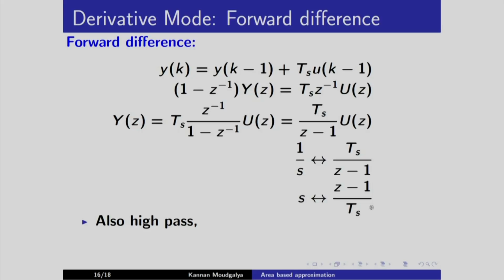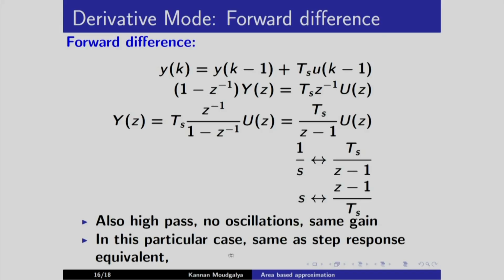This is also high pass because it has a 0 at z equals 1, it also has no oscillations, it has the same gain. In this particular case the value is the same as the step response equivalent. I would want you to go back to the previous recording and check this, but that is true only in this particular case. In general these two results are different, that is step response equivalent is not the same as forward difference method, it happens to be that way for this particular example.